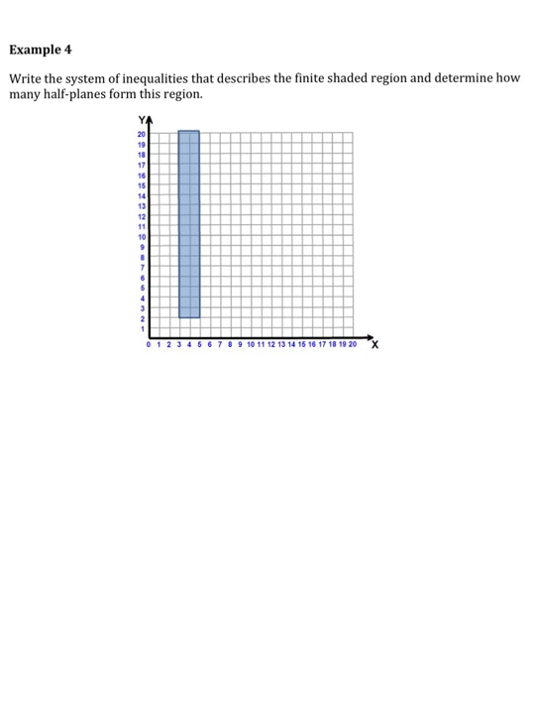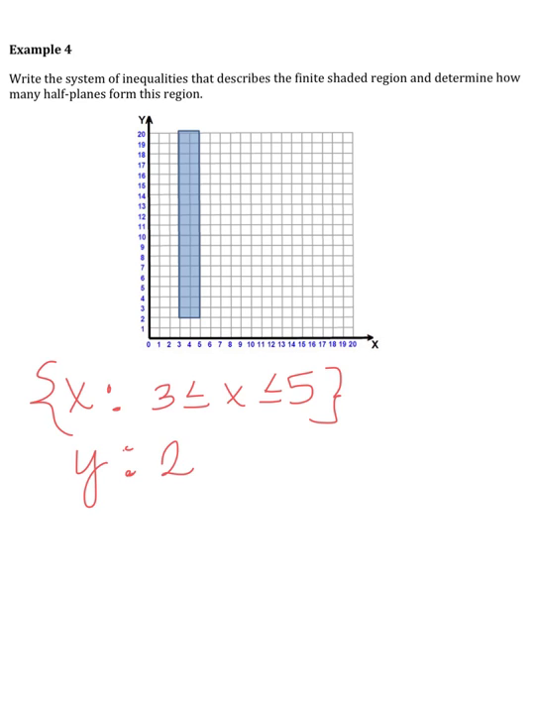Write the system of inequalities that describes the finite shaded region and determine how many half-planes form this region. So for my x values, all values for x are in between, as well as including, 3 to 5. And as for my y values, they extend from 2, as well as including that value, to 20.